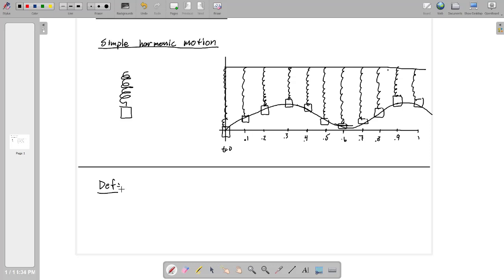Go ahead and define this really quickly. A cycle is one complete vibration of an object. It's one full period of the sine curve or the cosine curve. That's basically what it is. We need to talk about cycles because we're going to mention frequency. And the frequency is measured in cycles per second.